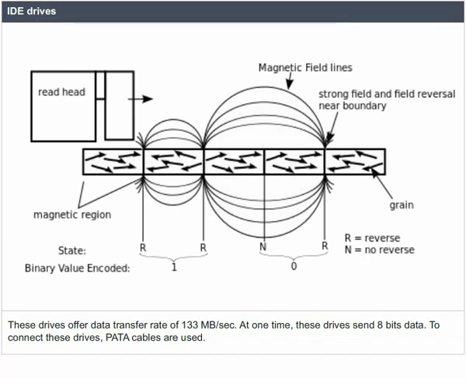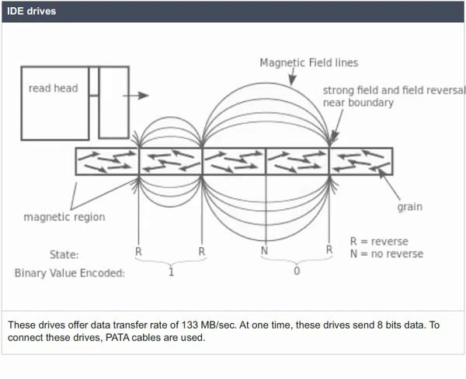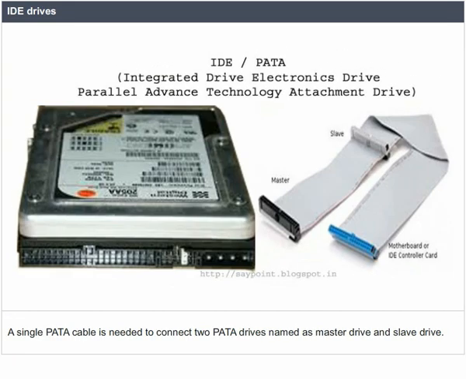These drives offer a data transfer rate of 133 MB per second. At one time, these drives had 8 bits of data. To connect these drives, PATA cables are used. A single PATA cable is needed to connect 2 PATA drives, named the master drive and the slave drive.